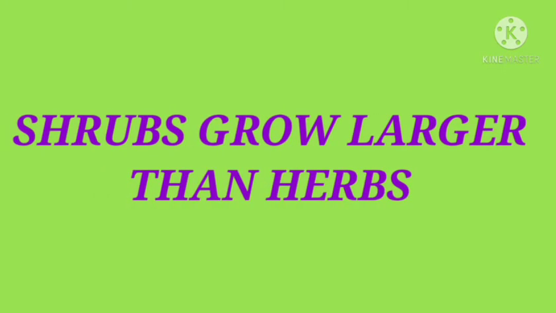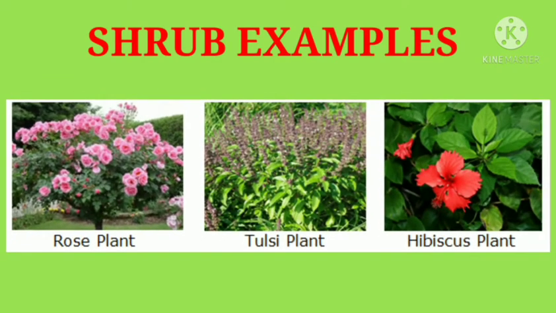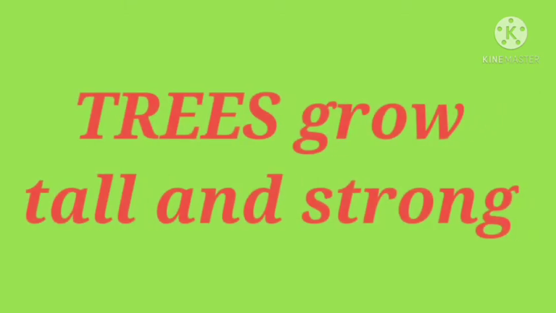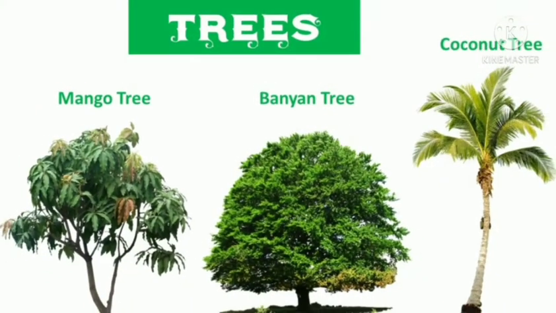Shrubs grow larger than herbs, and their examples are rose plant, tulsi plant and hibiscus plant. Trees grow tall and strong. Examples: mango tree, banyan tree and coconut tree.